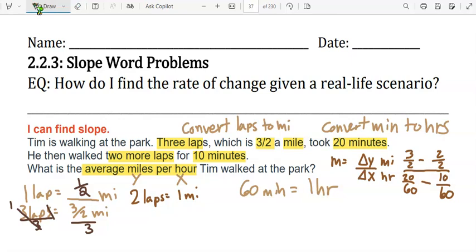Okay, let's start reducing this. We have 1/2 over 10 over 60. Well, 10 over 60 is the same thing as 1 over 6. Okay, we can rewrite this as 1/2 divided by 1 over 6. And then that is the same thing as 1/2 times 6 over 1. Okay, 6 divided by 2, that is 3. 3 miles per hour.